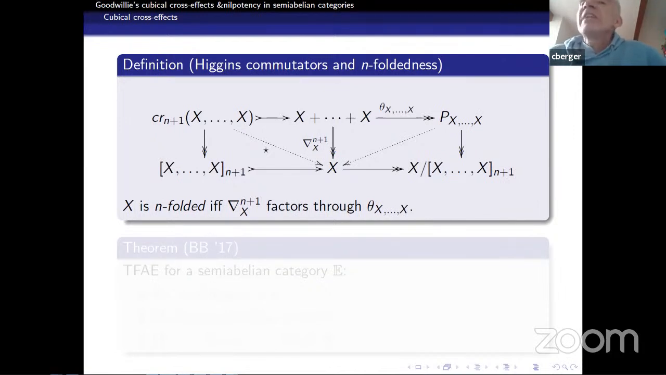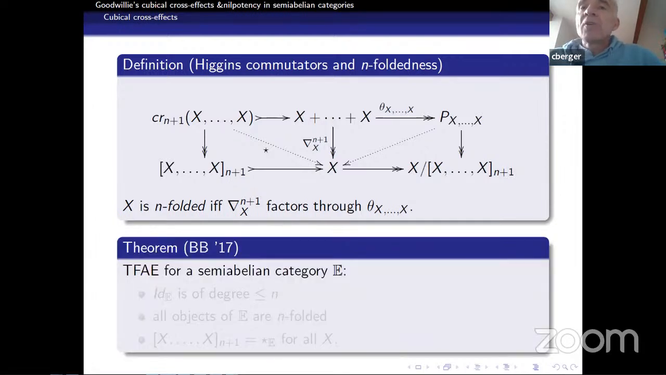So this is just a formal definition if you want. One notes it within brackets to show that it has something to do with commutators, but so far it is not at all clear that it has. In any case, an object is called n-folded if the folding map factors through this P, which is equivalent to the Higgins commutator of length n+1 being trivial.